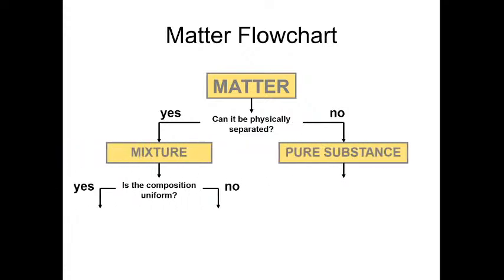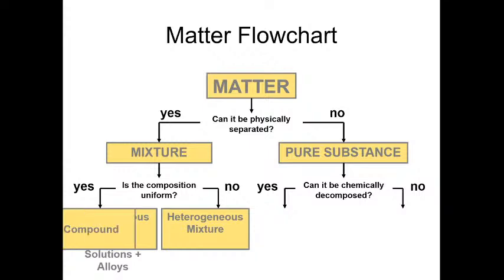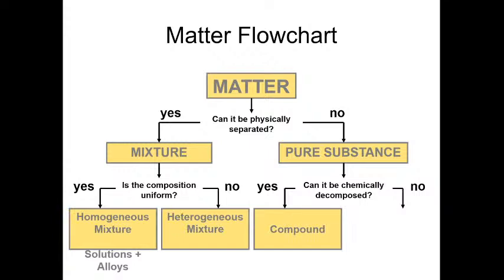And then if the mixture has a uniform composition, then it is a homogeneous mixture, like solutions or alloys. And if the composition is not uniform, then it is a heterogeneous mixture. Now how can we further divide pure substances? If it can be chemically decomposed, then it is a compound. If it cannot be chemically decomposed, then it is an element. So this is how we classify matter.